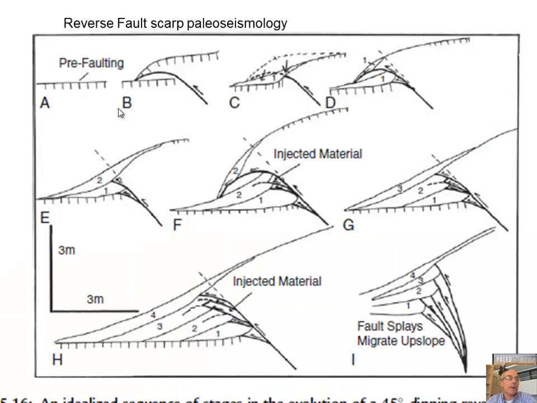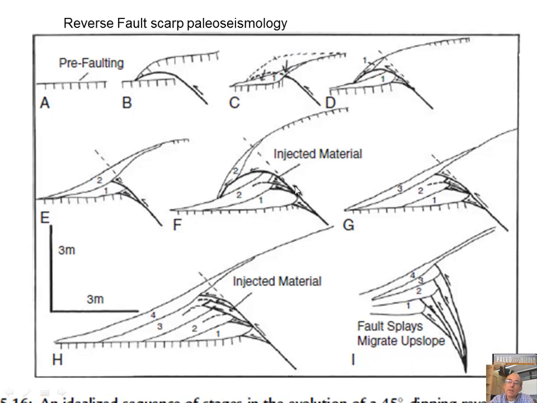So here now a little bit on reverse fault scarp paleoseismology. As I've showed already, here's the pre-faulting case, here's the earthquake, and the fault tip goes up, and material's pushed over, and we get this sort of rotated condition. Here, then we erode this material and deposit it in front. Keep going. There's two earthquakes.